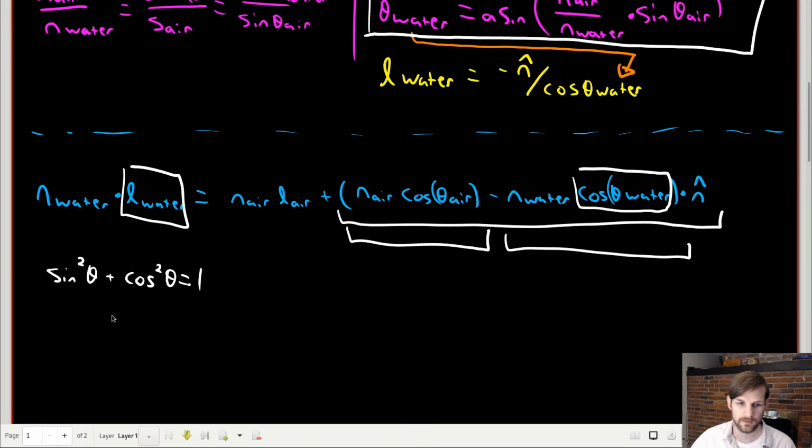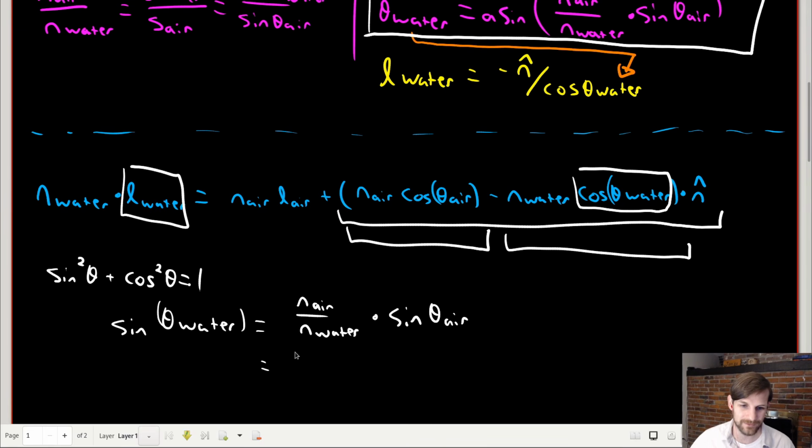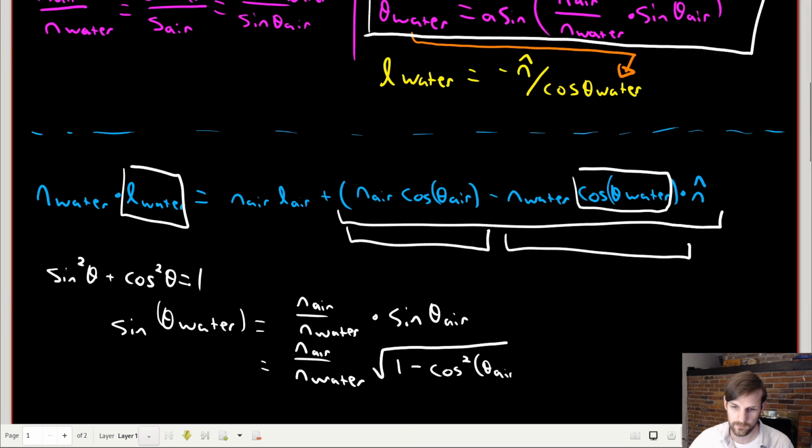To say instead that sine of theta water is going to be equal to the n air over n water times sine of theta air. Now this is going to be equal to n of air over n of water times the square root of 1 minus cosine squared of theta air.